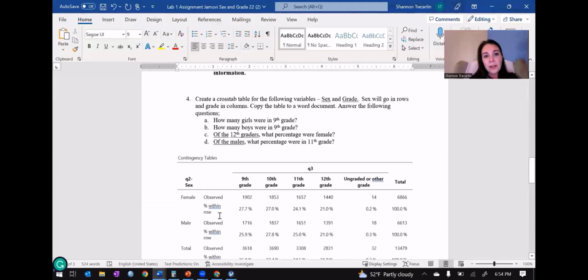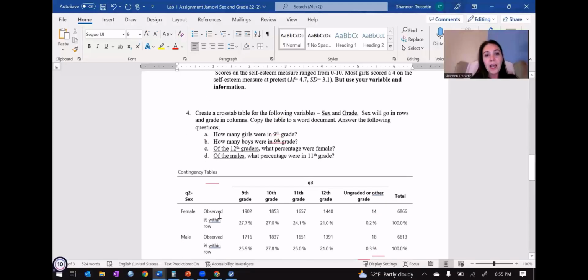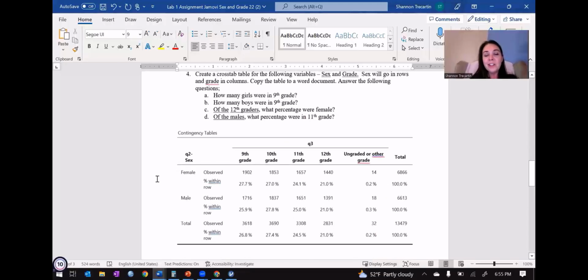So now here are our questions about question number 4. It says, how many girls are in 9th grade? It's talking about girls. Okay, it's focusing on girls, right? That's the focus. How many girls are in 9th grade? So if you just move this direction, you can see females in 9th grade, 1,902, and that would be the answer.